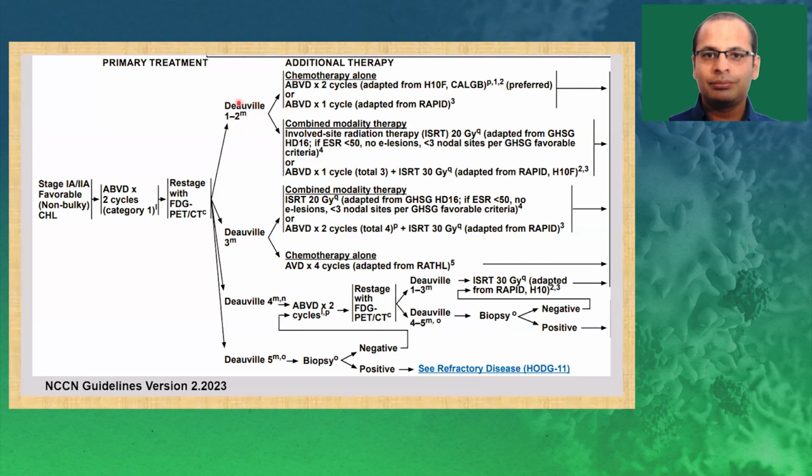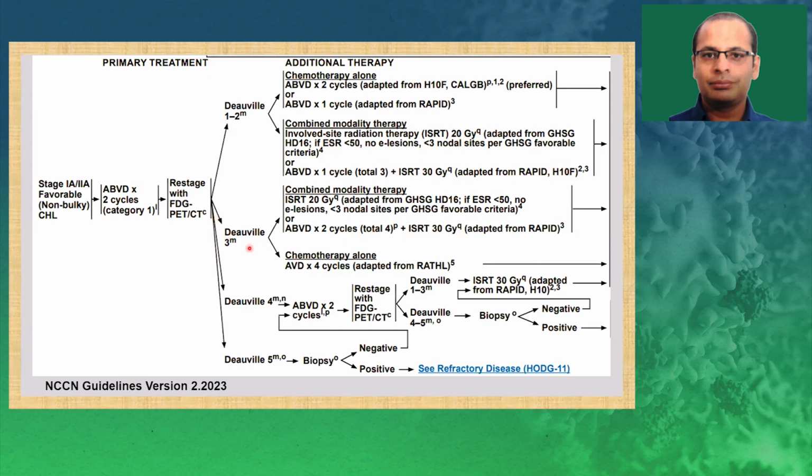If the interim PET showed Deauville 1 or 2, you have 2 options. Either you continue with chemotherapy alone, ABVD 2 cycles from these 2 trials, or just ABVD 1 trial from the RAPID trial, or the combined modality treatment. This is one of the preferred options for early favorable disease, in which you give involved site radiation. After 2 cycles of chemotherapy, only 20 gray of radiation, or you can give 1 more cycle and 30 gray of radiation from these 2 trials.